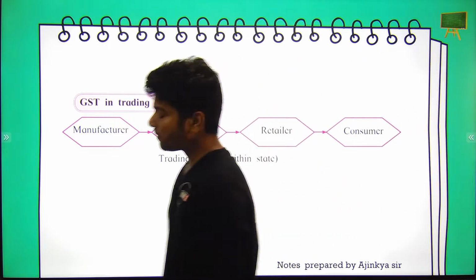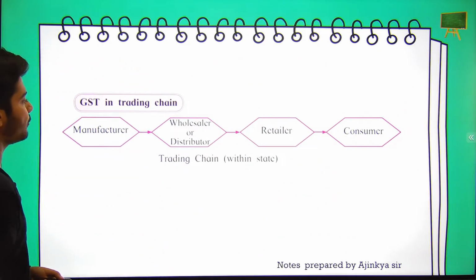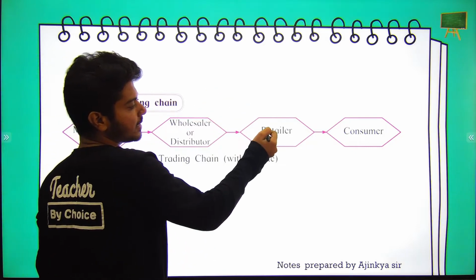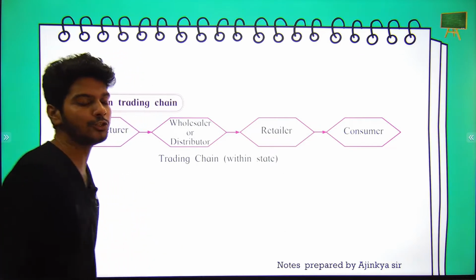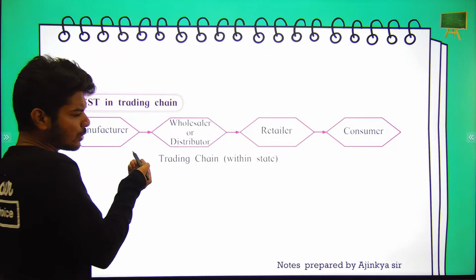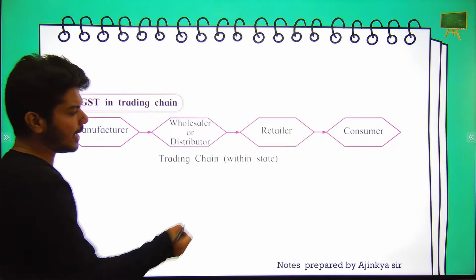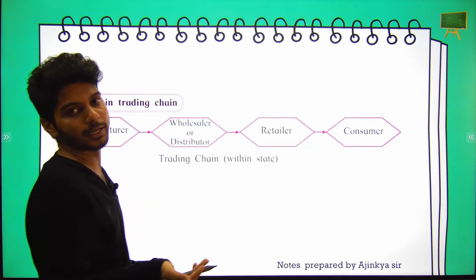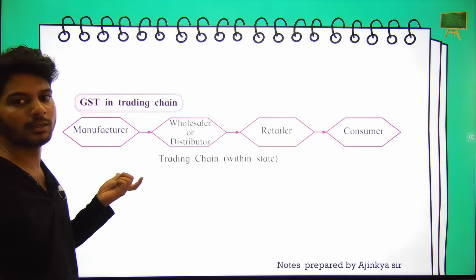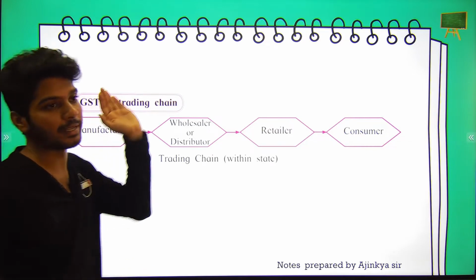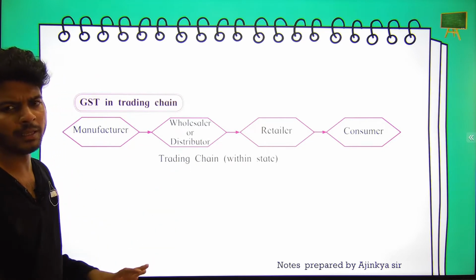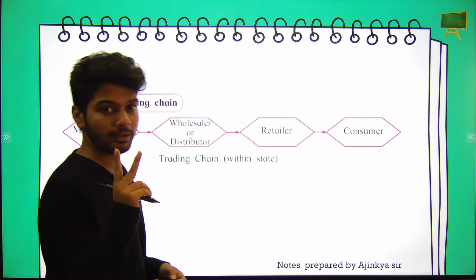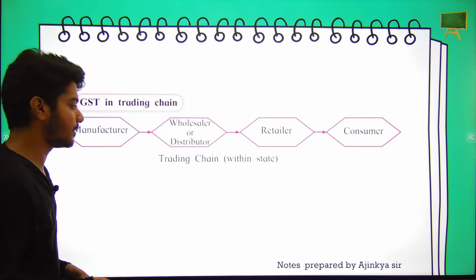What we are discussing is the manufacturer of the iPhone. He sells it to the wholesaler, who sells it to the retailer, who sells it to the consumer. This is called the trading chain. I have mentioned it within the state, but imagine this can happen outside the state also. I'm manufacturing the iPhone in Maharashtra and selling it in Madhya Pradesh, so that is outside the state. This trade can happen within the state or outside the state.